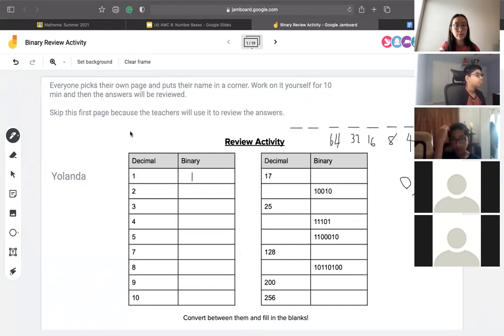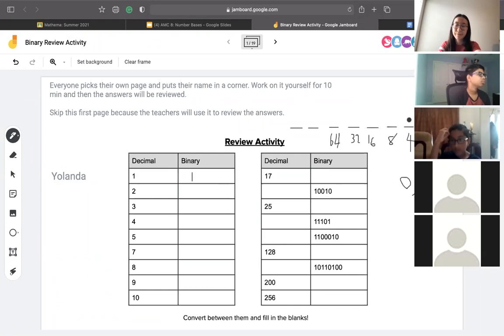Now, for 2 in binary, what is 2 in binary? Is it 2? No, because remember, we're only using zeros and ones. Is it 2, 1, 21?